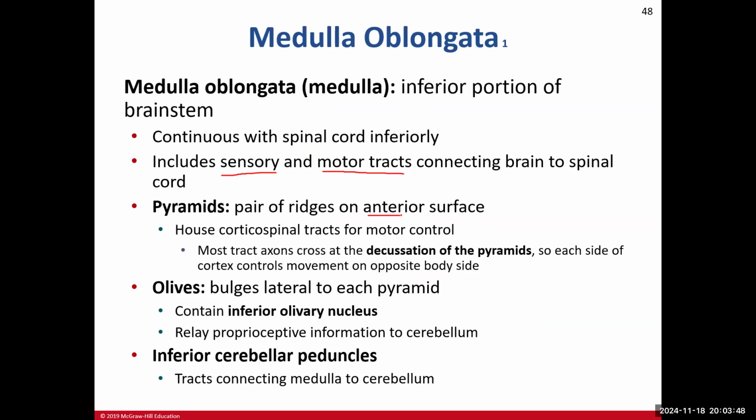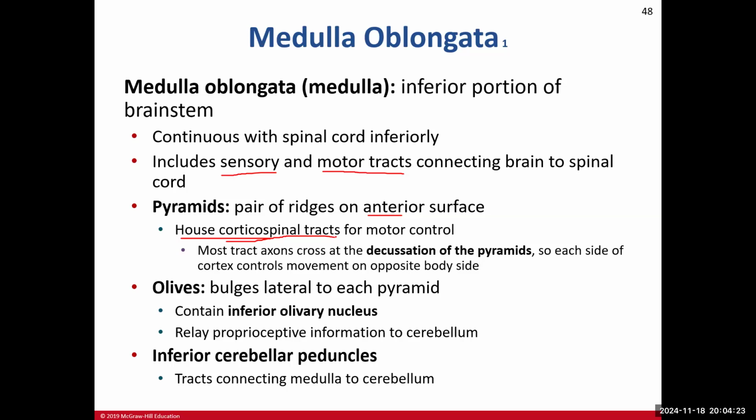Right, the pyramids carry, we'll talk about this tract next chapter, the corticospinal tract. This is going to be that motor tract that I was telling you about that controls your skeletal muscles. And I said that the left side of your brain controls the right side of your body and vice versa. So that means that those neurons have to cross over somewhere. And there's two places that they can cross over. One is in the spinal cord, and this is the other place.